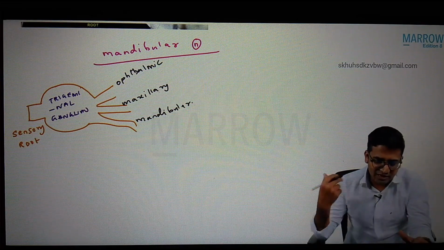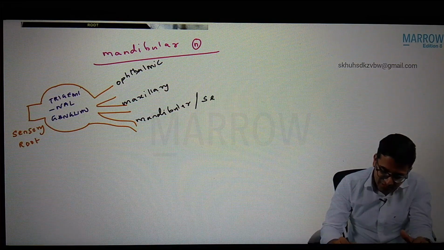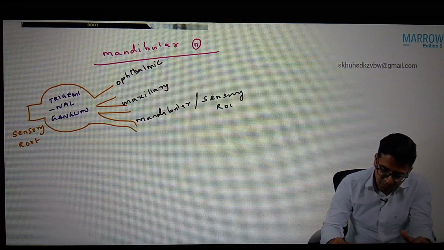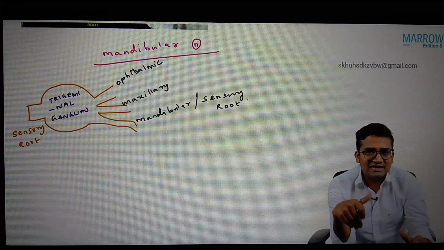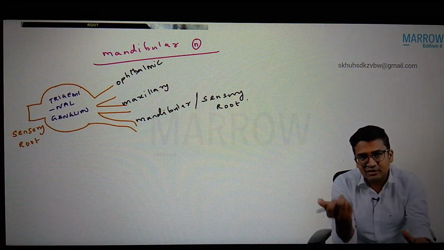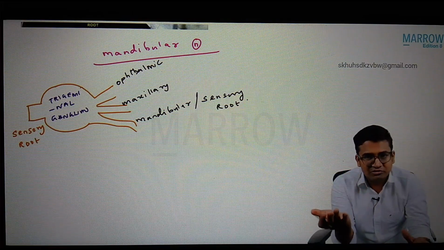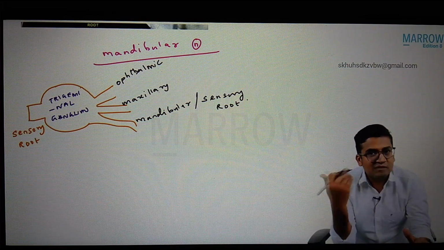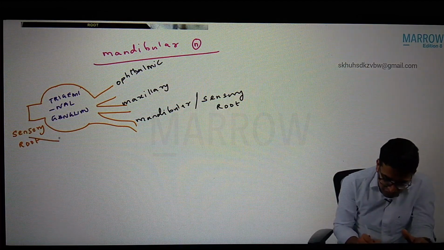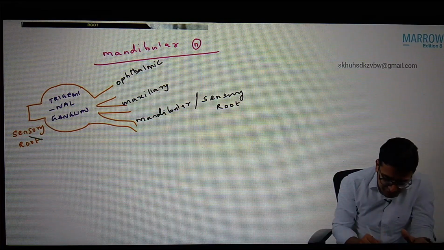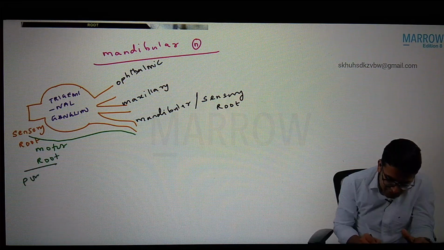Now the mandibular nerve, the sensory root is coming from the trigeminal ganglion. I am writing it as SR. That means the sensory root of mandibular nerve is coming from trigeminal ganglion. See, ophthalmic nerve and maxillary nerve, they are purely sensory. Okay, whereas the mandibular nerve is a mixed nerve, which carries sensory fibers and also motor fibers. So the motor root for the mandibular nerve is coming directly from pons. So this is the motor root. It is coming directly from pons.